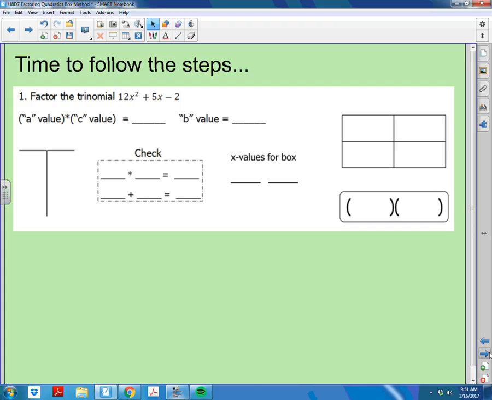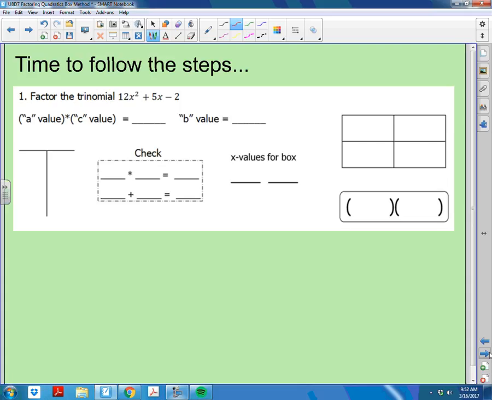Now, I want you to watch me do the first one, and then we'll do a second one together, and then we'll practice. So here are my steps. The very first thing I want you to do is look at the quadratic and make certain it's in standard form. And standard form means the x squared term first, then the x term, then the constant. Is that in standard form?